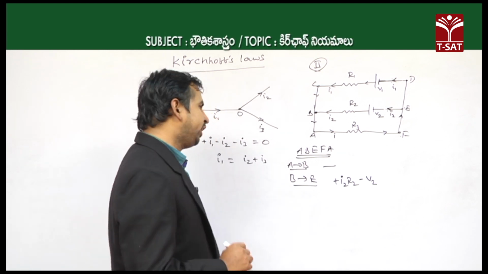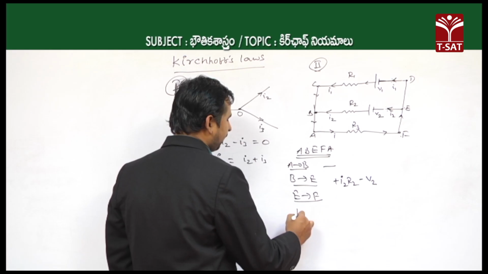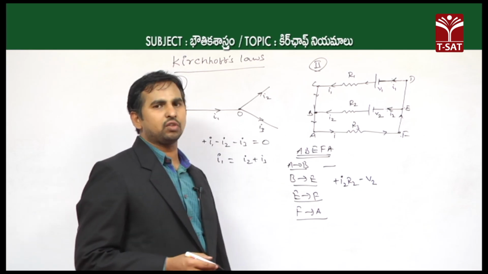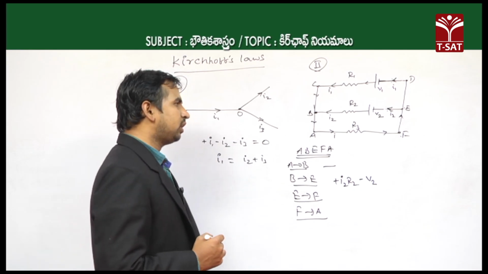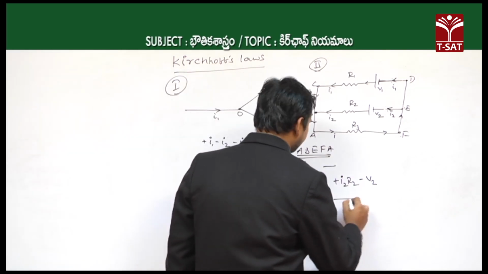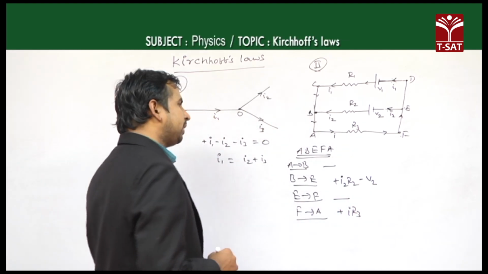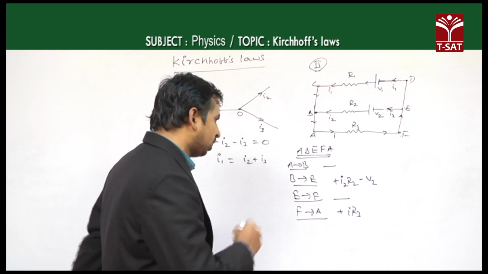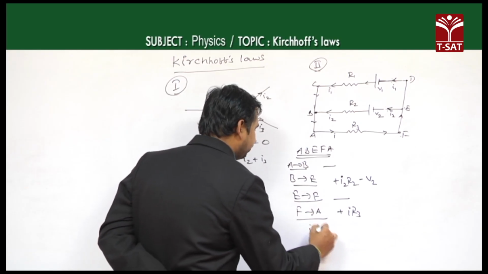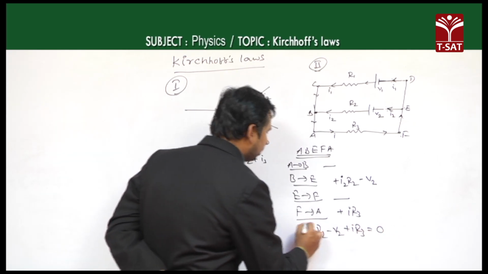When going from E to F, we do not have any potential drops, and after that from F back to A we have one more resistance. We are going against the direction of the current, so we add that resistance, which is plus I R3. Then for the complete loop A, B, E, F, A, the algebraic sum of potential differences, I2 R2 minus V2 plus I R3, is equal to 0.